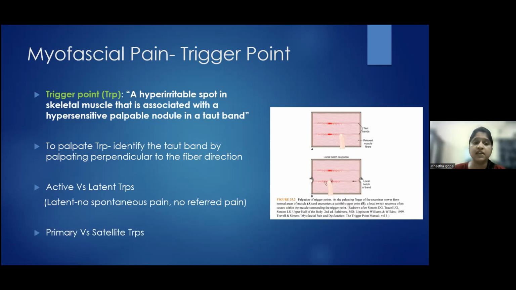Another thing is primary versus satellite trigger points. Do you know what is this primary and satellite? Primary means this is the area where it all started. The primary pathology.